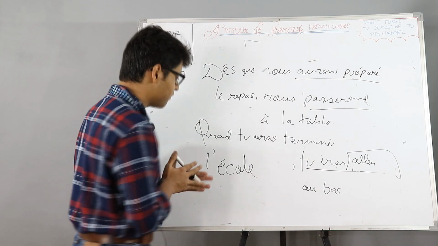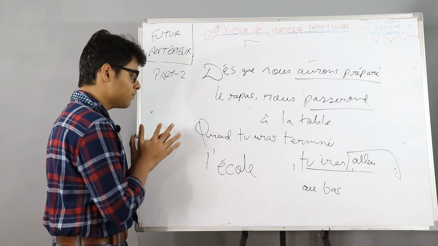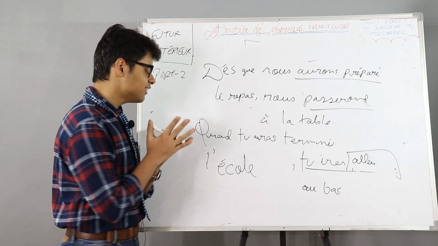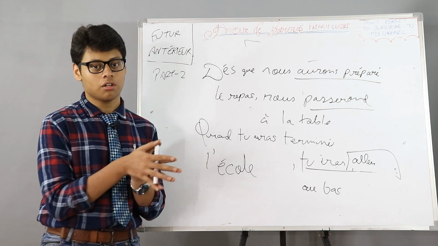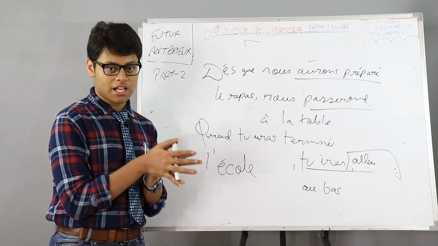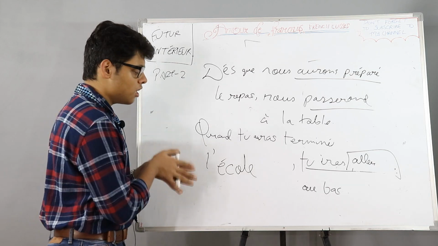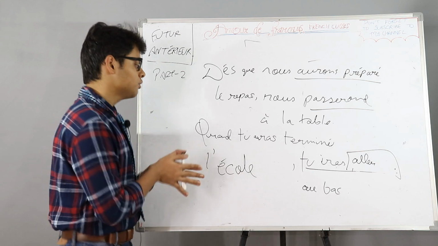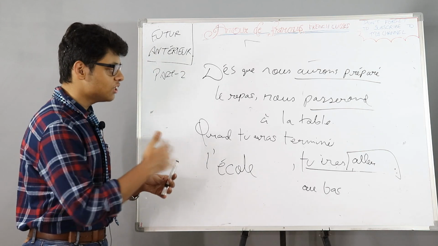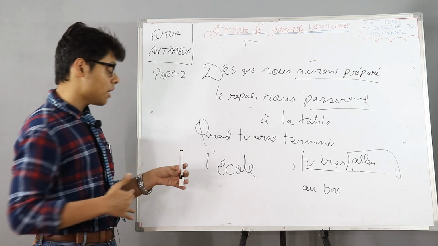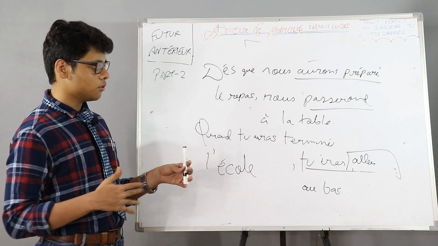Yeah, now it's perfect. "Quand tu auras terminé l'école." So first you will finish your homework, finish your school, then you will go to college. It's not like before finishing school you can go to college. No, first your school will be finished, then you will go to college for your graduation degree. So the preceding action is leaving the school, finishing of the school. And "tu auras terminé l'école", like when you finish your school.